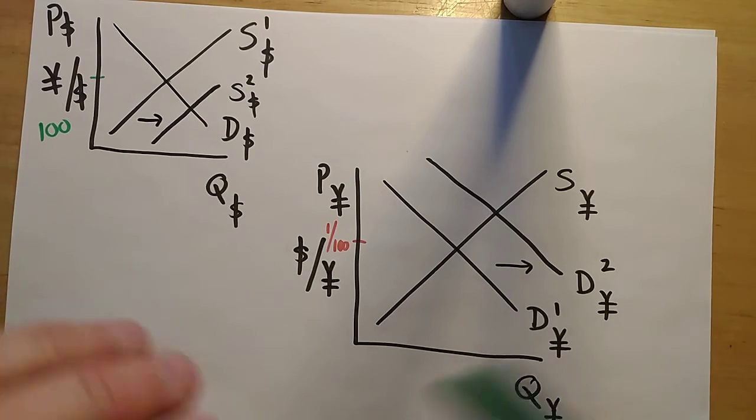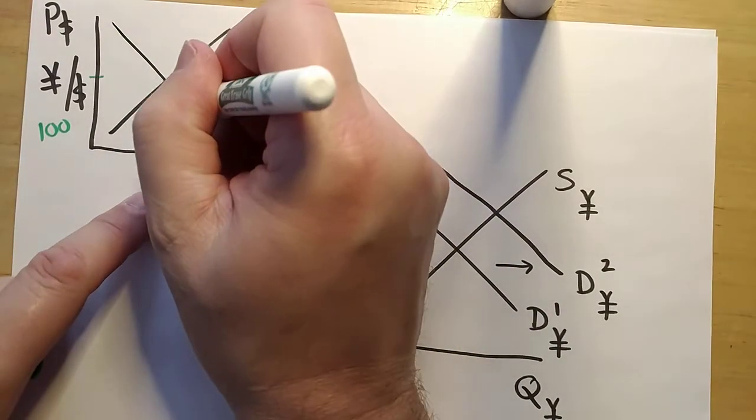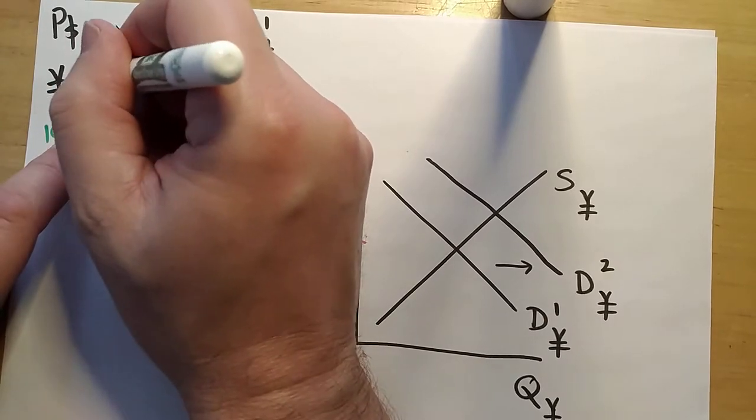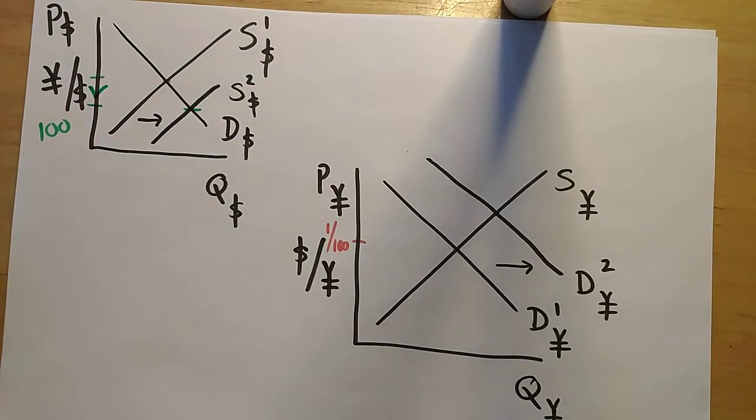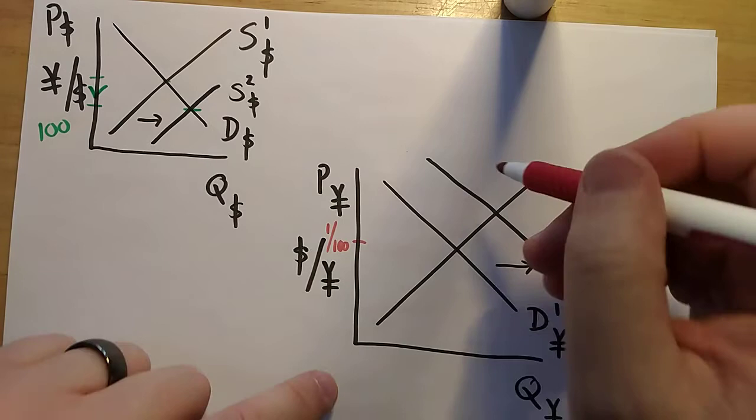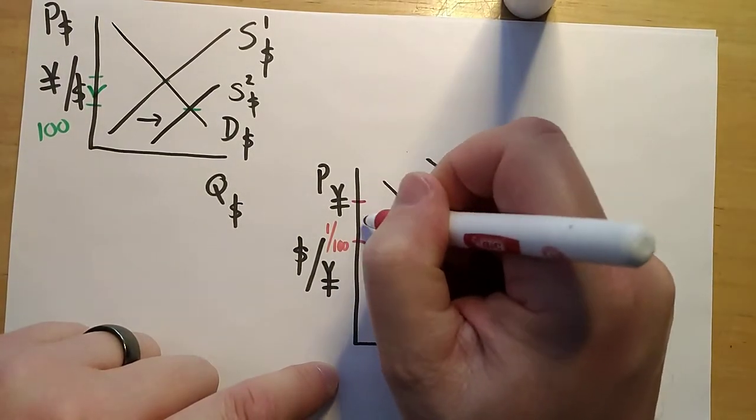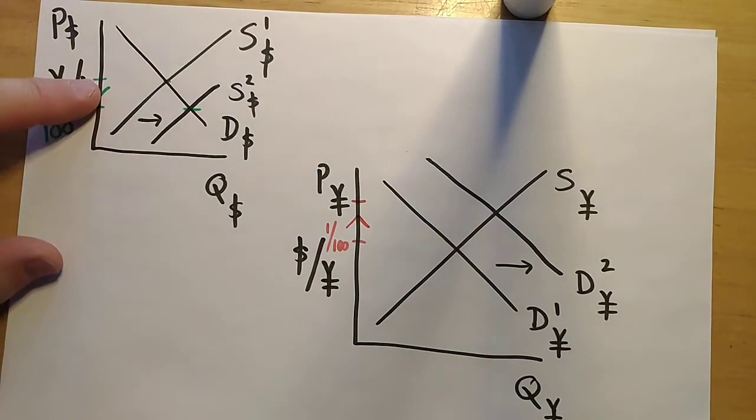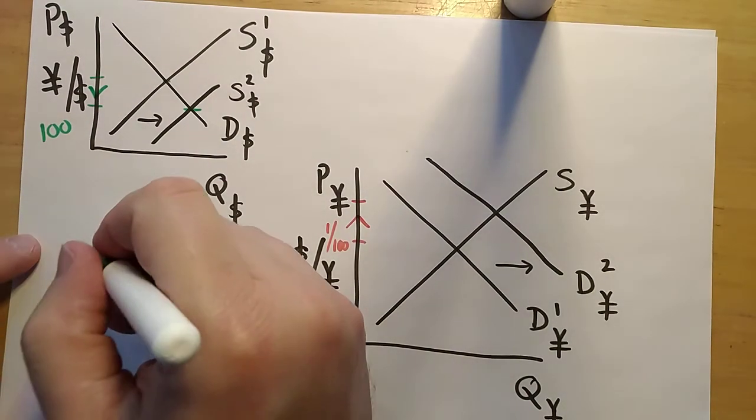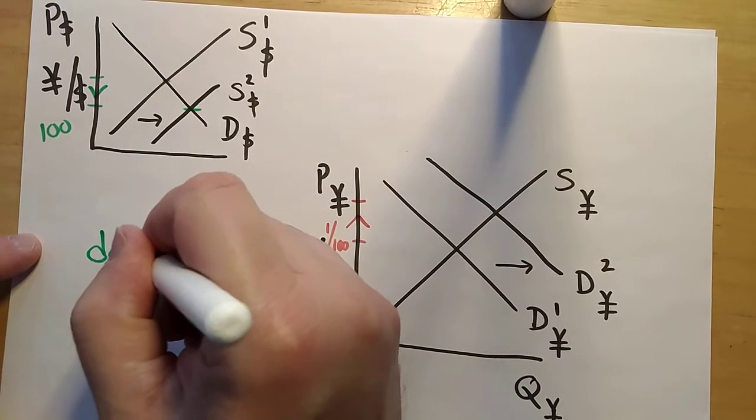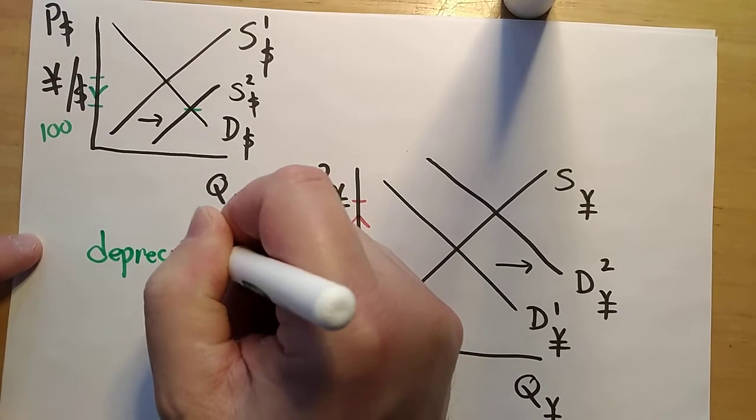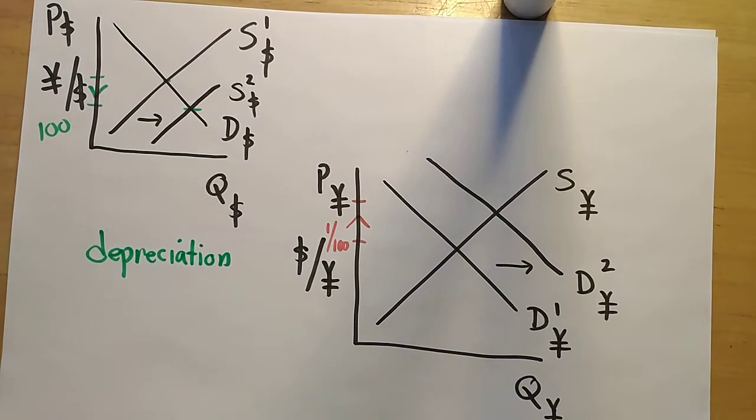But you notice what happens here. When you want to take dollars out of the United States, that puts downward pressure on the exchange rate. And when you want to get yen to make purchases in Japan, that puts upward pressure on their exchange rate, okay? Downward pressure on an exchange rate is called depreciation. Upward pressure on an exchange rate is called appreciation.